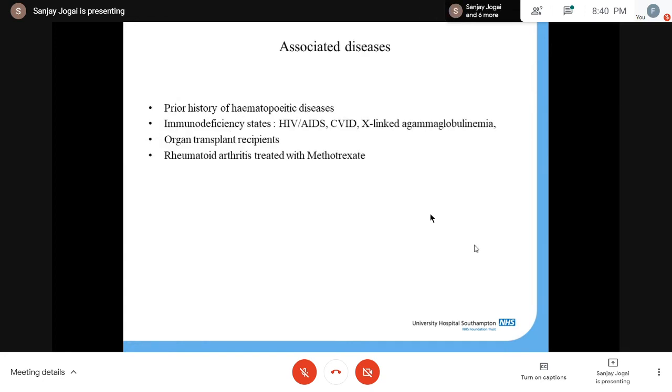Now, more often than not, almost always, you will see these cases in somebody who has got a background. Typical cases that I see are people with rheumatoid arthritis who have been treated with methotrexate, or somebody who's got a lymphoma or a hematopoietic neoplasm. I'll show you a few examples. The other states are organ transplant recipients or immune deficiency states.